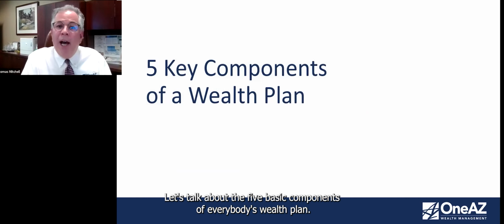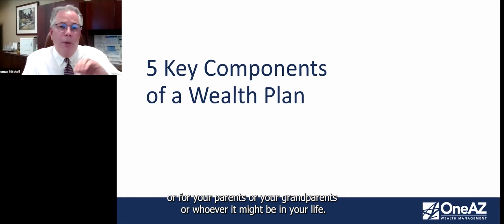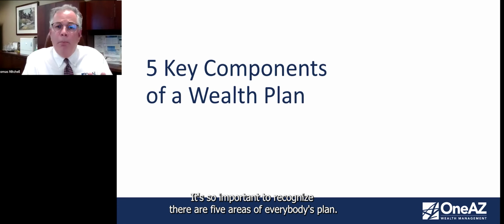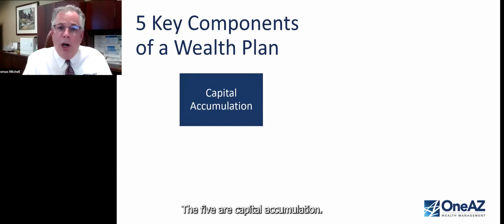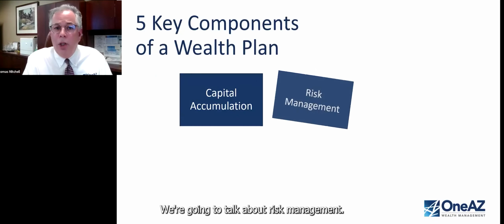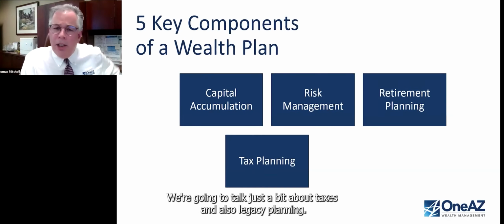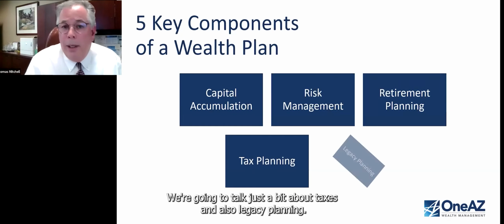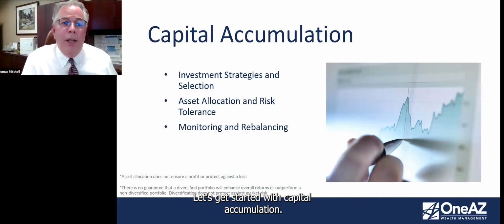Okay, let's talk about the 5 basic components of everybody's wealth plan. Well, these are important, whether it's for you or for your parents or your grandparents or whoever it might be in your life. It's so important to recognize there are 5 areas of everybody's plan. So let's talk about the first 5. The 5 are capital accumulation. We're going to talk about risk management. We'll talk about retirement planning. We're going to talk just a bit about taxes and also legacy planning. All right. Okay, let's get started with capital accumulation.